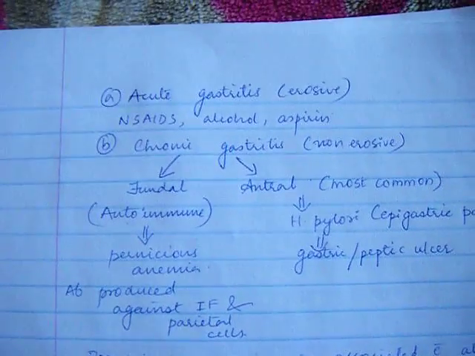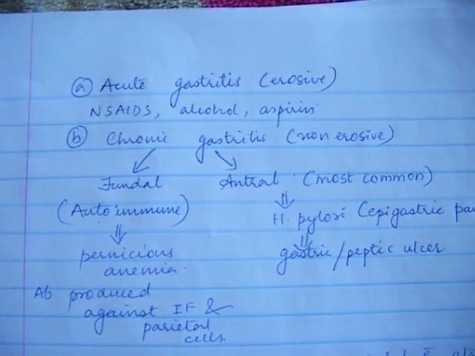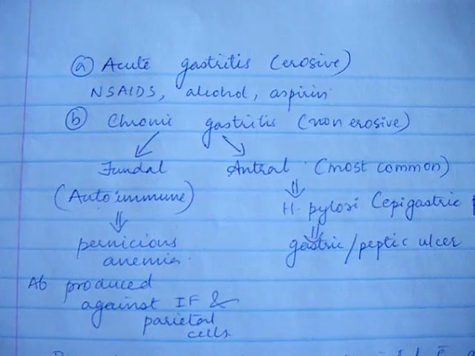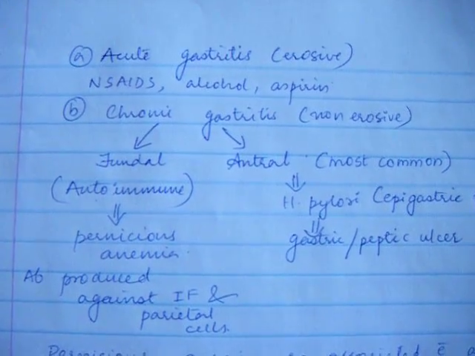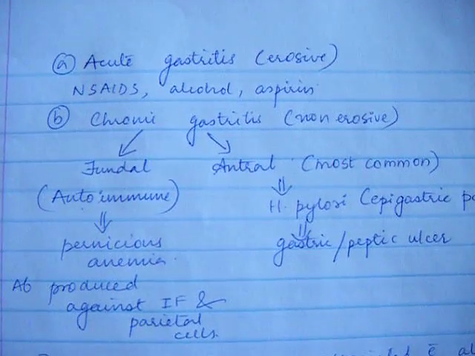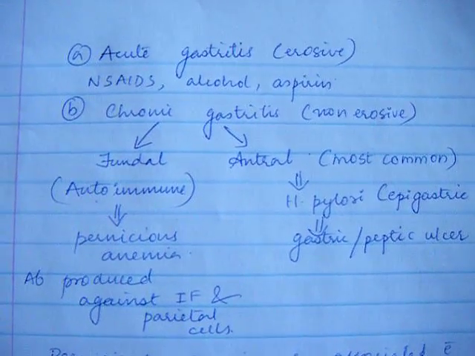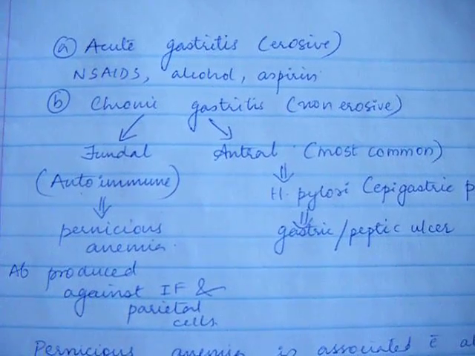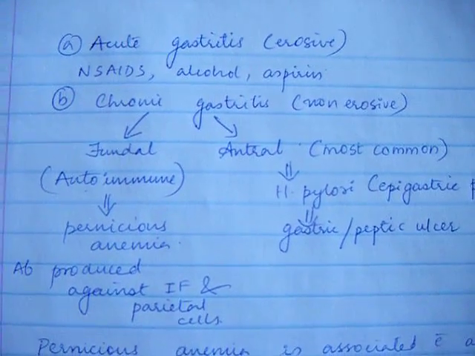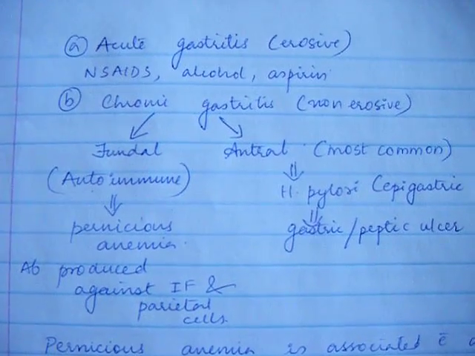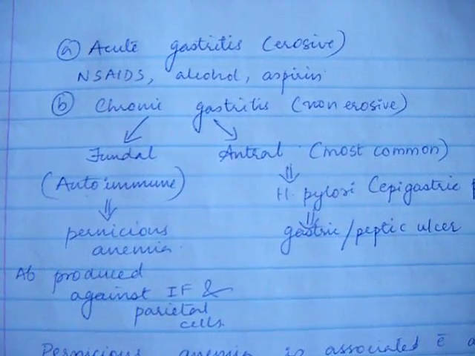Next is the acute gastritis, which is also called erosive gastritis, and it is mainly caused due to NSAIDs, alcohol or aspirin intake. Chronic gastritis is also called non-erosive gastritis. It can be fundal or antral. The fundal is the type A and antral is the type B.